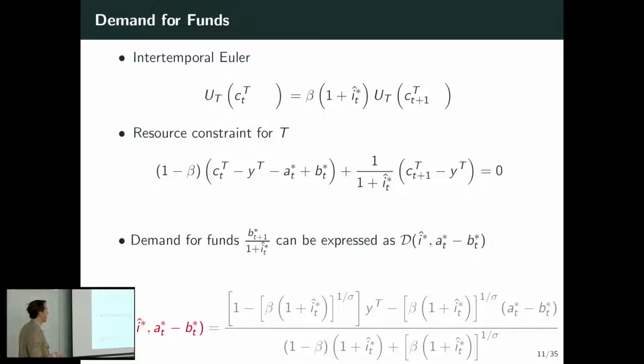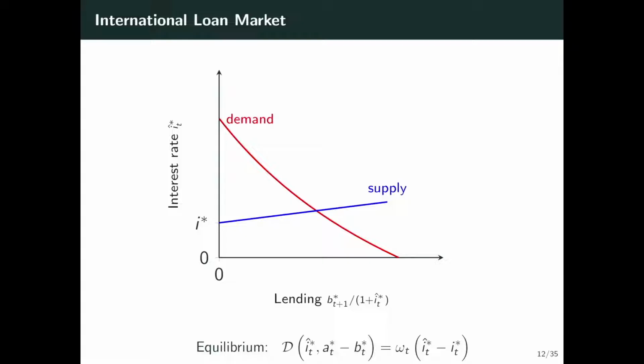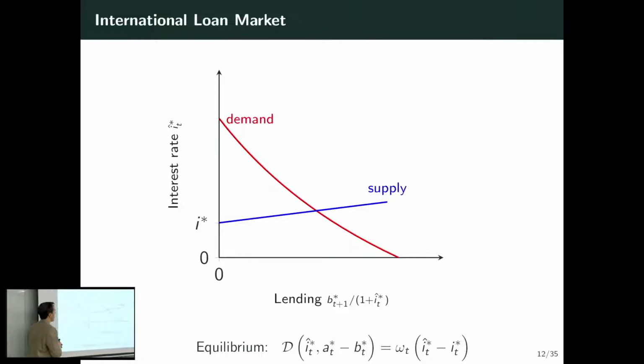So graphically, this is how it looks. I have the interest rate on the y-axis and lending on the x-axis. I told you before that the supply of funds is going to be this linear function, and the demand for borrowing is basically the expression I just showed you. So the intersection here is going to be the equilibrium. That's going to give us the interest rate at which the small open economy is able to borrow and the amount of funds that come in.